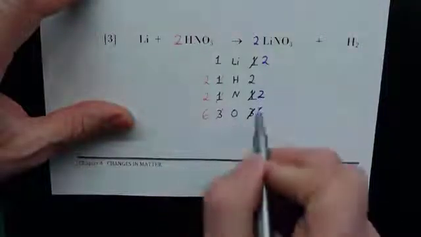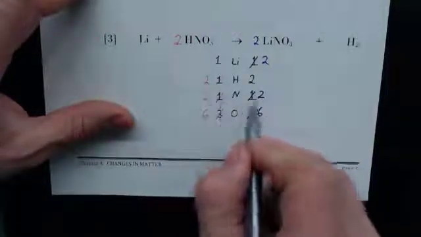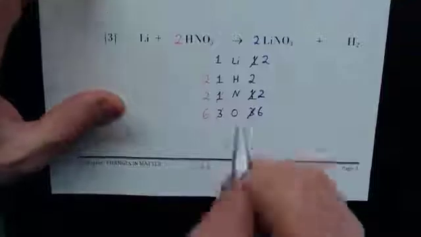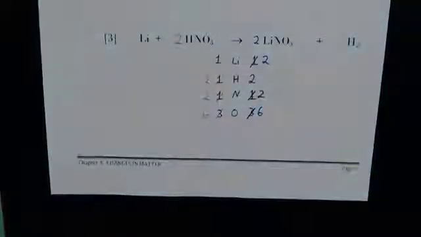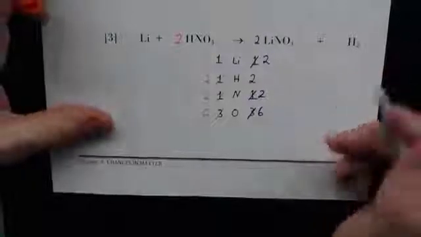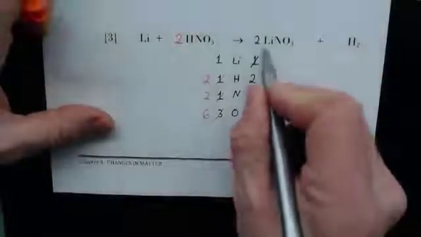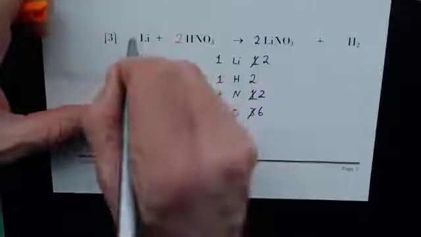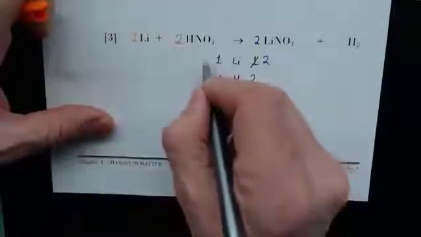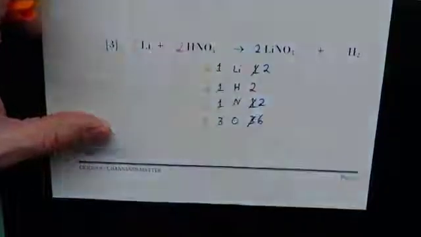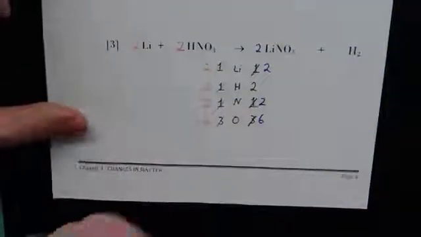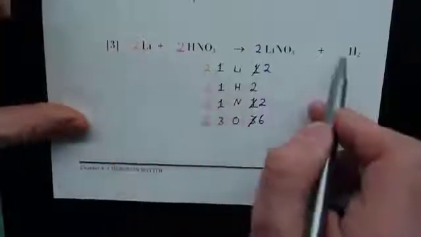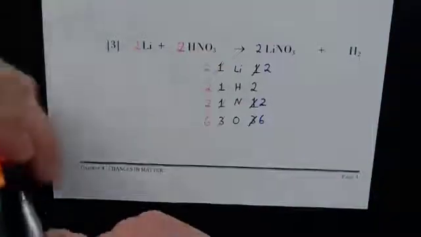Hey, wait a second. This is looking pretty good. 2 and 2, 2 and 2, 6 and 6. I'm just missing this one. So let's do the last one. I have 2 lithiums on this side. I have only 1 on this side, so I have to multiply it by 2. And I am done. This is balanced. 2, 2, 2, and 1.